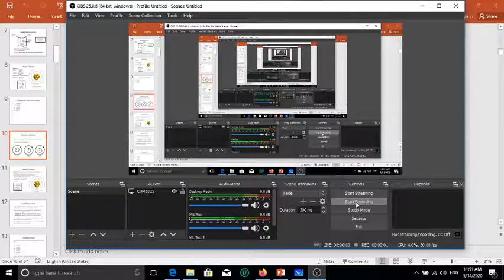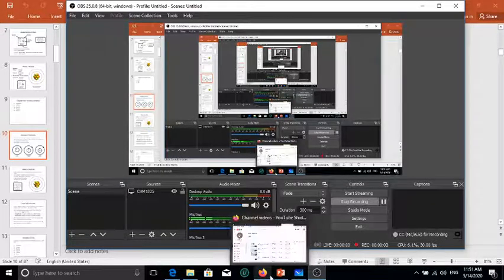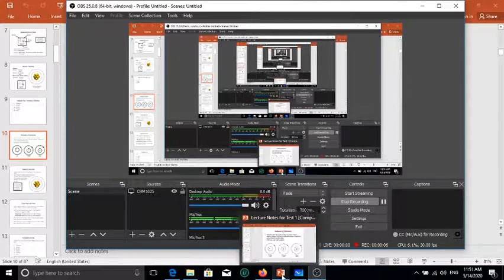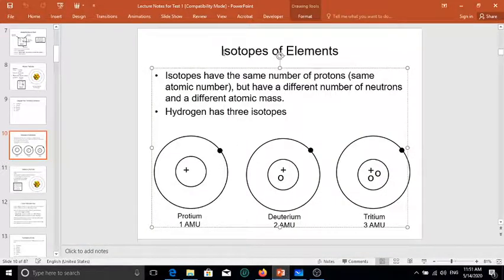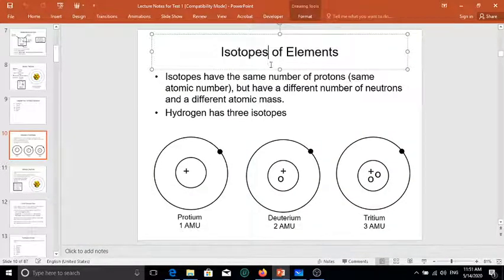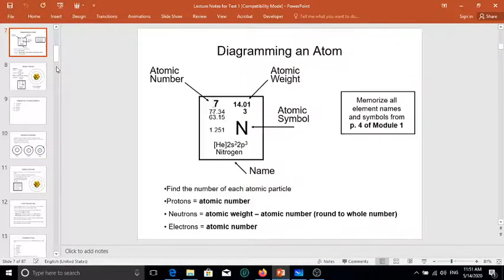Hello everyone. In this video, we're going to talk about a concept in atomic structure called isotopes. We already briefly introduced that there are three particles in any atom: protons, neutrons, and electrons.